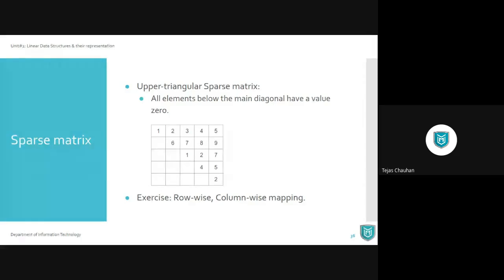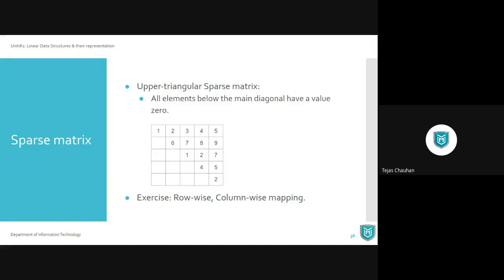And if you get one correct answer, then another one is very simple: just go for the column-wise. So 1 2 6, 3 7 1, 4 8 2 4, 5 9 7 5 2. That will be the column answer. Yeah, that's correct. Okay, so you know that now.